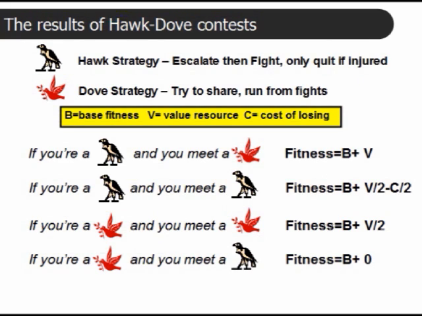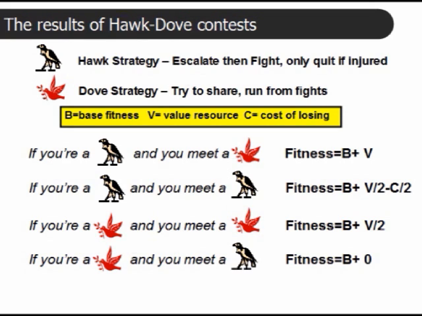And the variables of algebra that Maynard Smith used were B, the basic fitness that the two strategies had at the very beginning of a fight, then V, the value of the resource that they were contesting for, and C, the cost of losing. Now, there are four situations when you have a pairwise contest like this one. You can be a hawk and you can meet a dove.